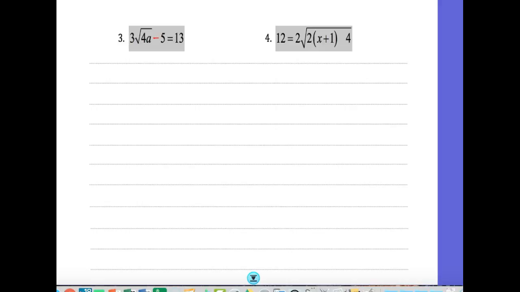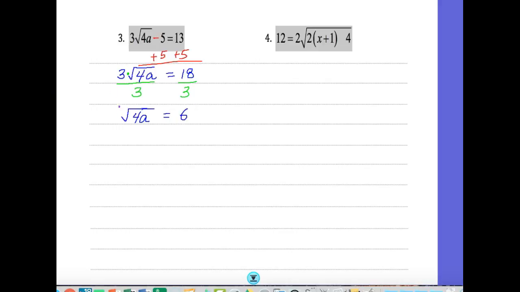So the first thing I'm going to do is add 5 to both sides here. I'm left with 3 times the square root of 4a equals 18. Then I'm going to divide each side by 3, because with 3 times the square root, we want to undo that multiplication, and we undo it with division. So we're left with the square root of 4a equals 6.